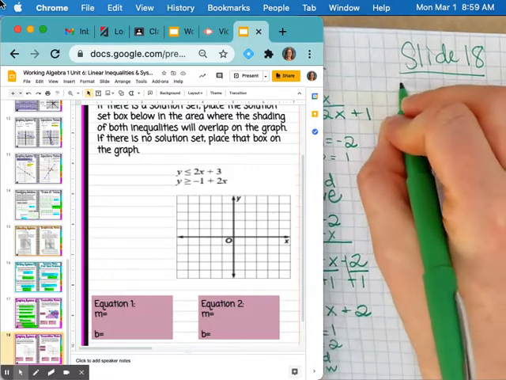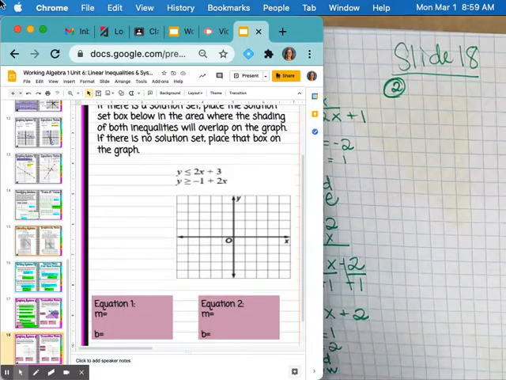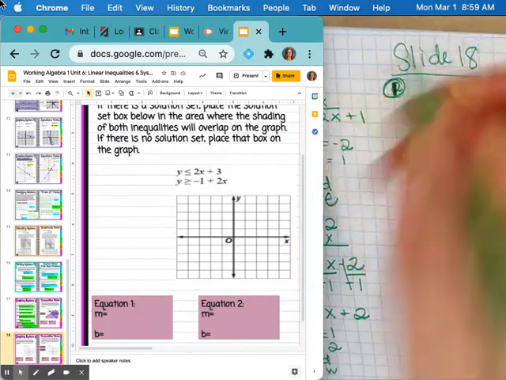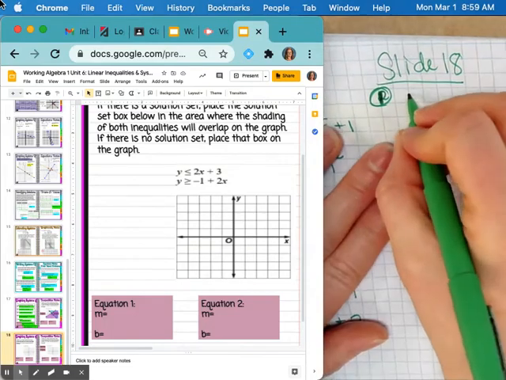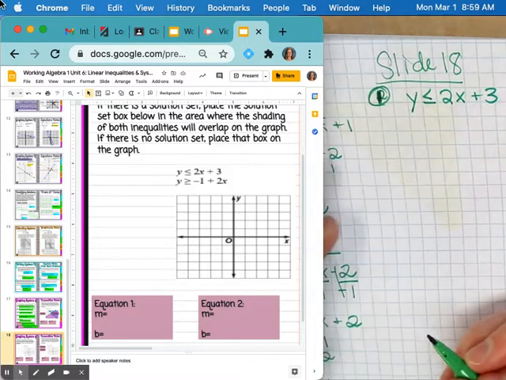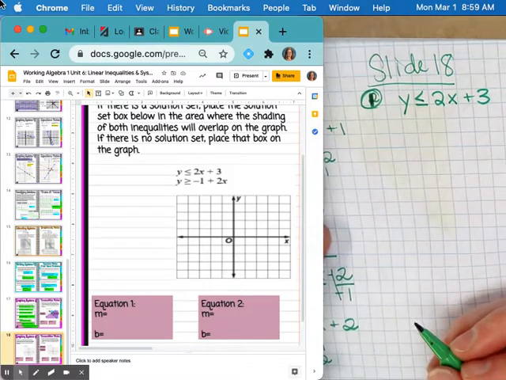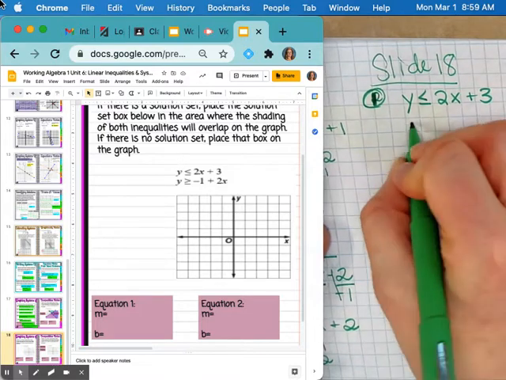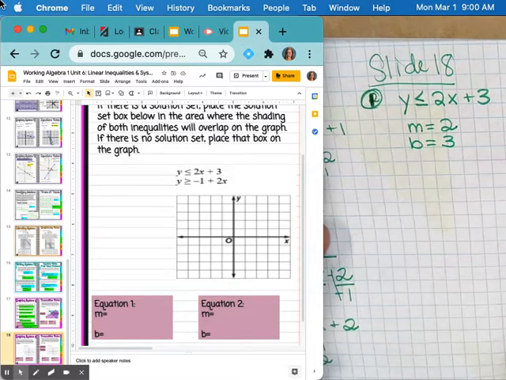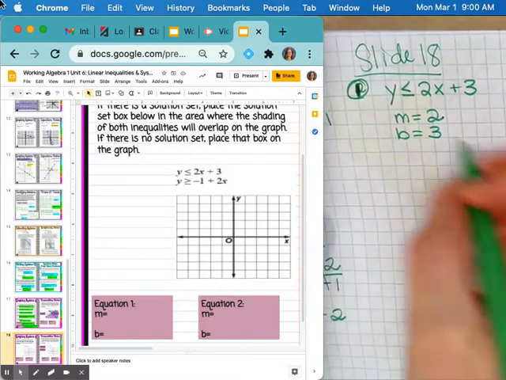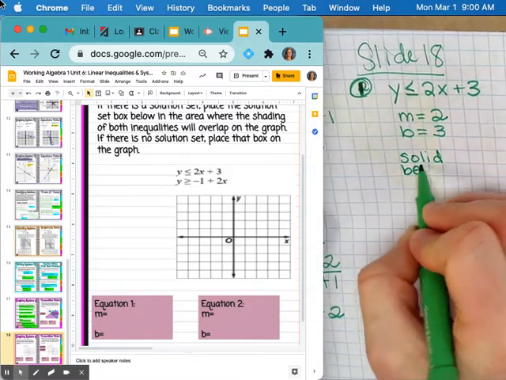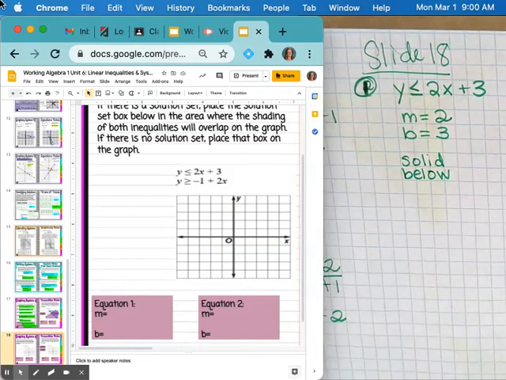All right, so this is our second, right? Or should we say number 1 also? Number 1 because it's the first one on slide 18 because it doesn't even have a number anyway. All right, let's just write it down. Okay, what's our slope? 2. Okay, and what is our y-intercept? Is it going to be solid or dashed? Solid and below because of less than. Okay, go ahead and graph them.